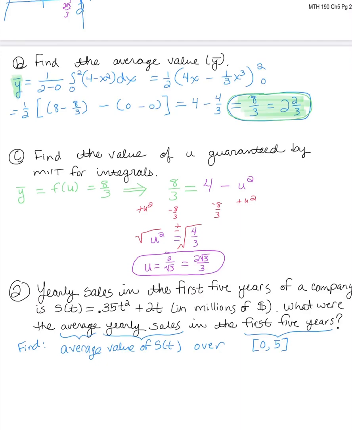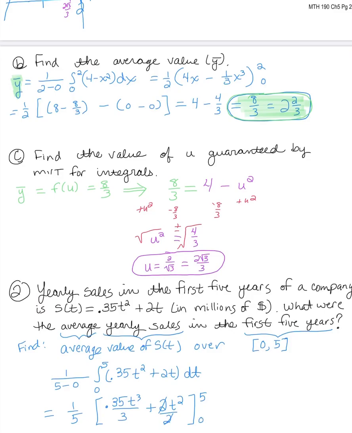We are finding the average value. So we are going to have 1 over b minus a, so 5 minus 0, times the definite integral from 0 to 5 of our S of t function, 0.35 t squared plus 2t dt. All right, so let's go ahead and evaluate. We have our 1/5, and then taking that antiderivative, it's going to be 0.35 t cubed over 3 plus 2t squared over 2. Of course, those 2's reduce. And then evaluating between our limits of integration.